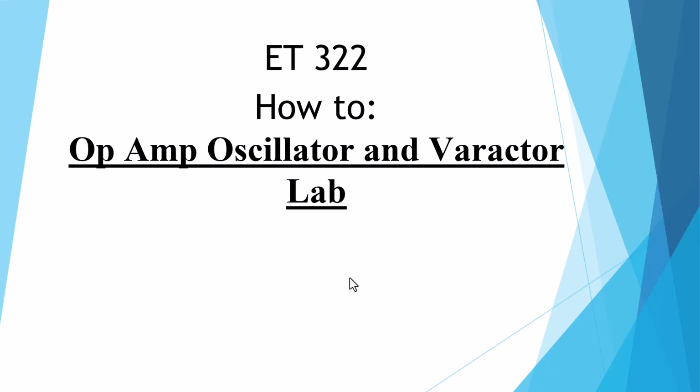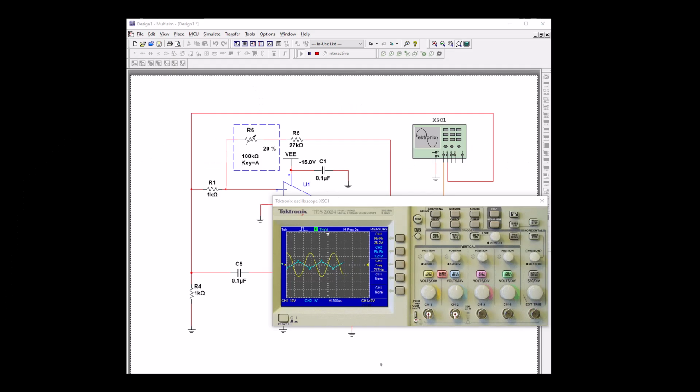Welcome to the ET322 how-to video for the op-amp oscillator in Varactor Lab. Okay, I adjusted the potentiometer to get a nice sine wave without any clipping, and this circuit will start again if I turn it off.